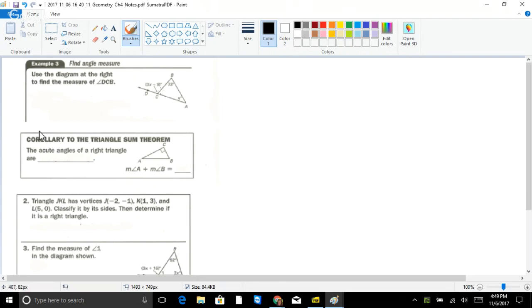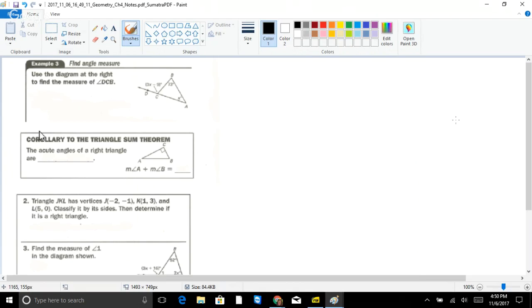So up at the top here, example number 3, we have: use the diagram at the right to find the measure of angle DCB. So basically, we're trying to figure out DCB, which is this angle right here. Okay. And we've been given that B is 73 degrees and A is X degrees, and we don't know what the angle C is, but we want to find what this exterior angle is.